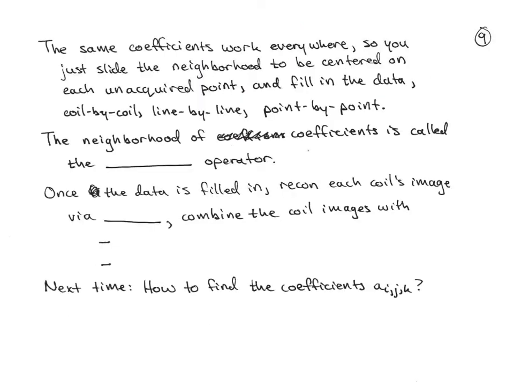Now this seems like a lot of bookkeeping and a lot of coefficients, but the thing to note is that the same coefficients work everywhere in k-space. So all you have to do is slide the neighborhood so that it's centered on each unacquired data point, and then fill in that unacquired data point coil by coil, line by line, point by point. Okay? And then the neighborhood of coefficients, the collection of those a i, j, k coefficients, is called the GRAPPA operator.